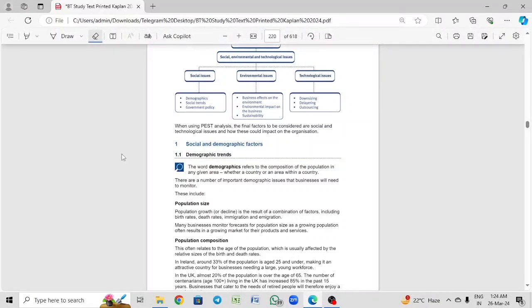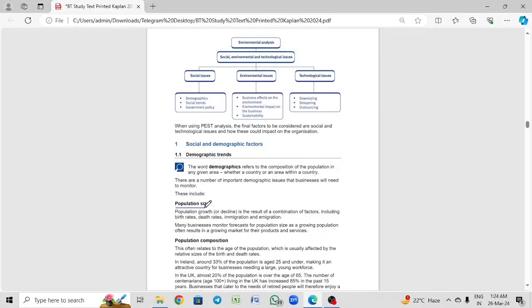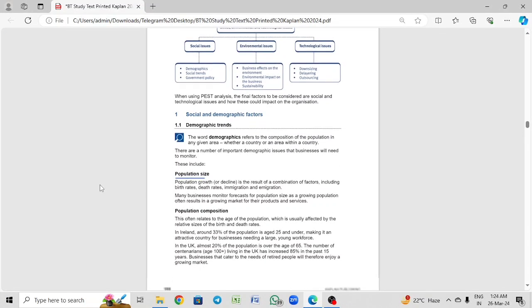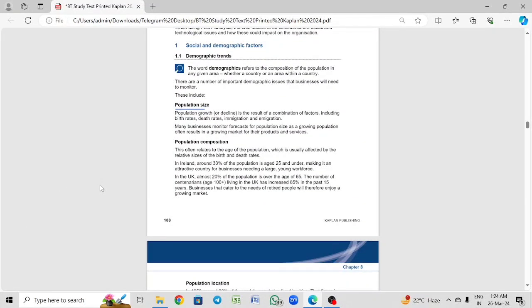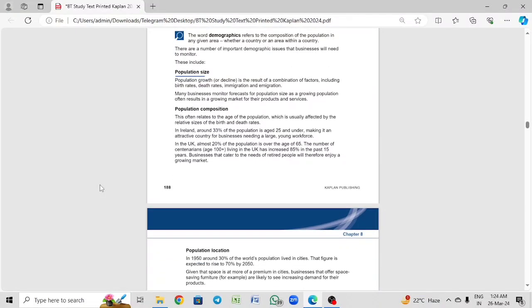So there is the population size. What is the size of the population? What is the birth rate, death rate, immigration rate, and so on. Then there is the composition. What is the sex ratio, whether there are more children, or youth, or elderly people in the majority in the population. So the business has a clear idea of what its target audience is.